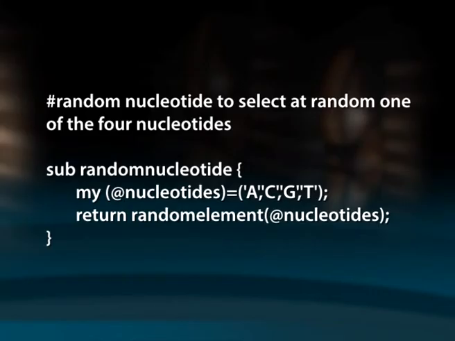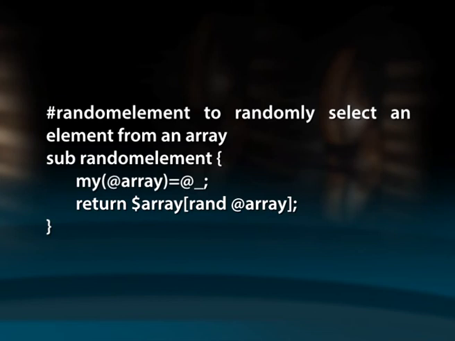Random_nucleotide is the subroutine to select at random one of the 4 nucleotides. Sub random_nucleotide: my @nucleotides is the array, which is initialized with the values A, C, G and T. Now return a random element from the array @nucleotides. Here random_element is another subroutine, which is used to randomly select an element from an array. Sub random_element can be coded as my @array equals @_. Return $array[rand @array].